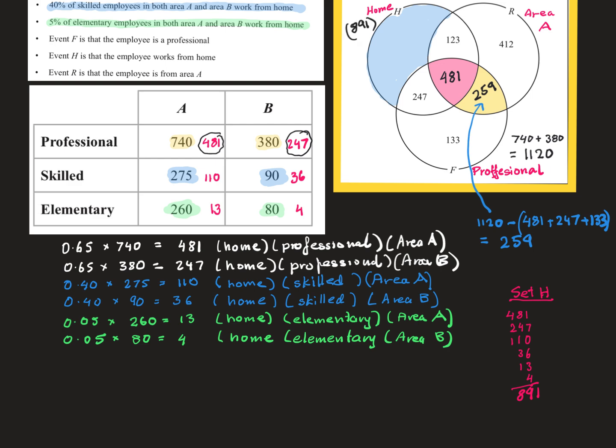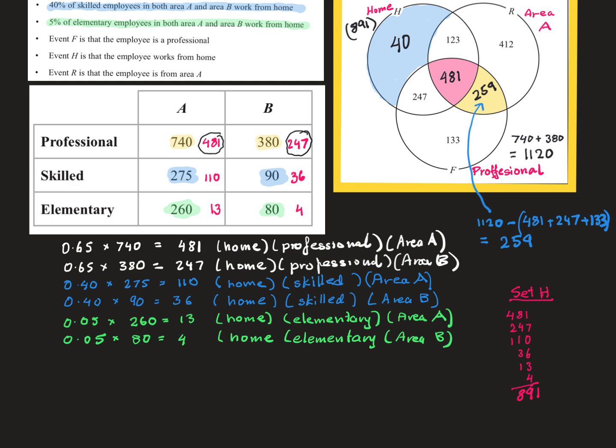Now, to find out what the blue section is, we need to just take away the 123, 481, and 247 from 891. And if you do the math, it will be 40. To complete this Venn diagram, we've got one more thing to do.